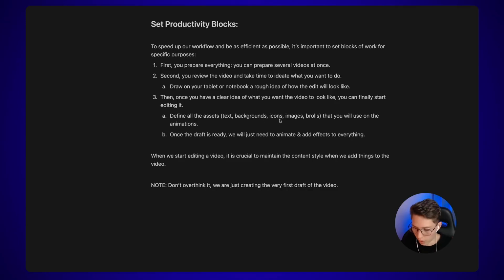I'm going to show you how to do this in the next modules, but you want to define pretty much everything, go on Google, go on different websites, and download. I use Canva, you're going to see. Then once the draft is ready with all the backgrounds and all the pieces that you're going to be using, we just need to animate and add effects, and that's it, okay? And when we start editing the video, it is crucial to maintain the content style when we add things to the video. Just a quick note, don't overthink it. We are just creating the very first draft of the video.